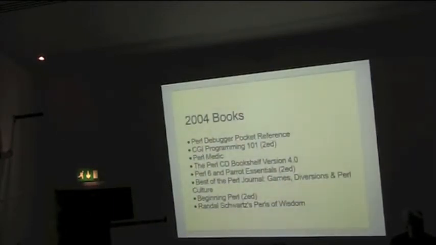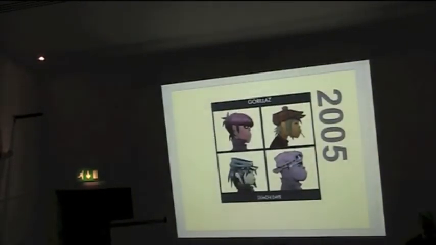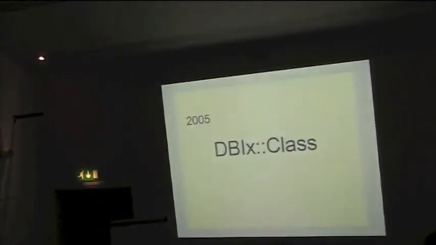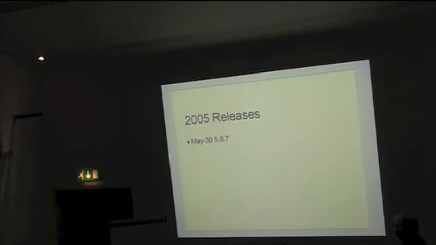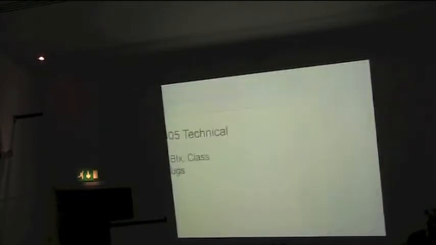Again, slightly fewer books. Perl Medic was an excellent book that nobody bought. Well, except Wendy. Wendy's got every single Perl book ever published. DBIx::Class appeared in 2005, along with Perl 5.8.7. The first time we got involved in the Google Summer of Code, Planet Perl was launched, and the Perlmongers census, when I went out and counted all the Perlmongers groups. There were lots.